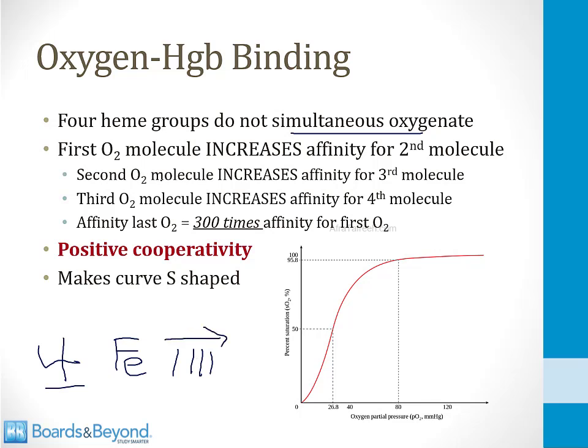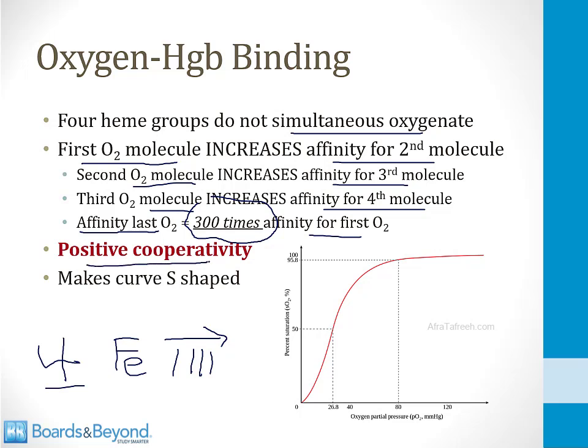And not only do they bind them in series, but when the first oxygen molecule binds to hemoglobin, this increases the affinity of hemoglobin to bind a second molecule. Then the second molecule increases the affinity for a third, and the third increases the affinity for a fourth. The result is that the affinity of hemoglobin to bind the final oxygen, the 4th oxygen, is 300 times greater than the affinity for the first. And this phenomenon is called positive cooperativity, and this is what makes the curve S-shaped and not a straight line like this.